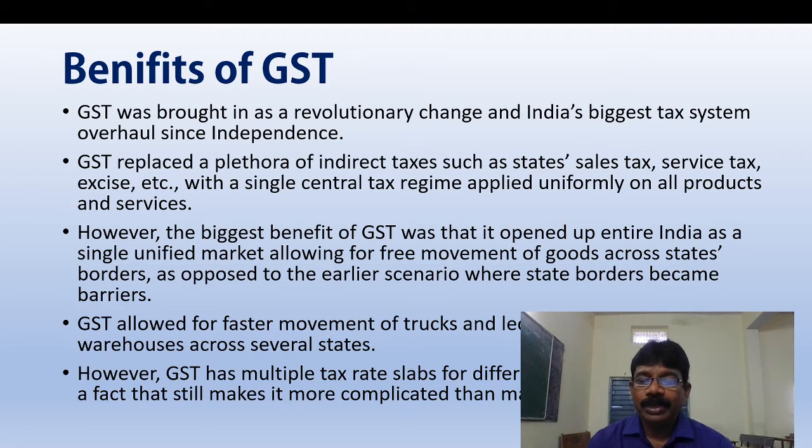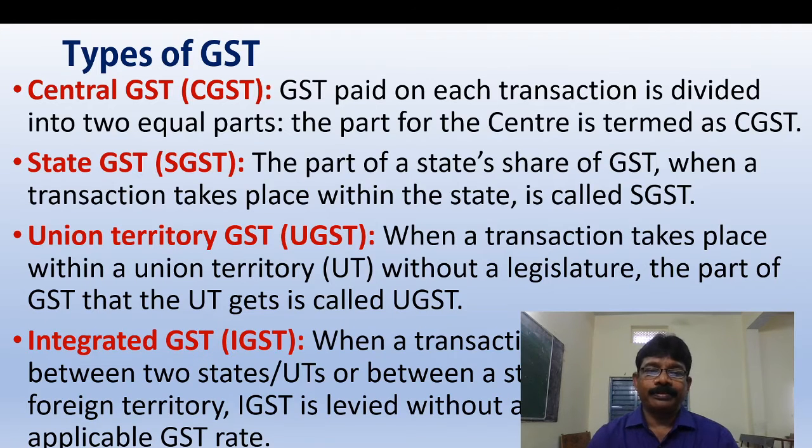GST has multiple tax rate slabs for different categories of products. As we already understood, the rates are 0, 5, 12, 18, and 28. All these goods were defined by the GST Council, and according to the GST Council's instructions, goods were charged. So there are not more rates, only 5 rates.